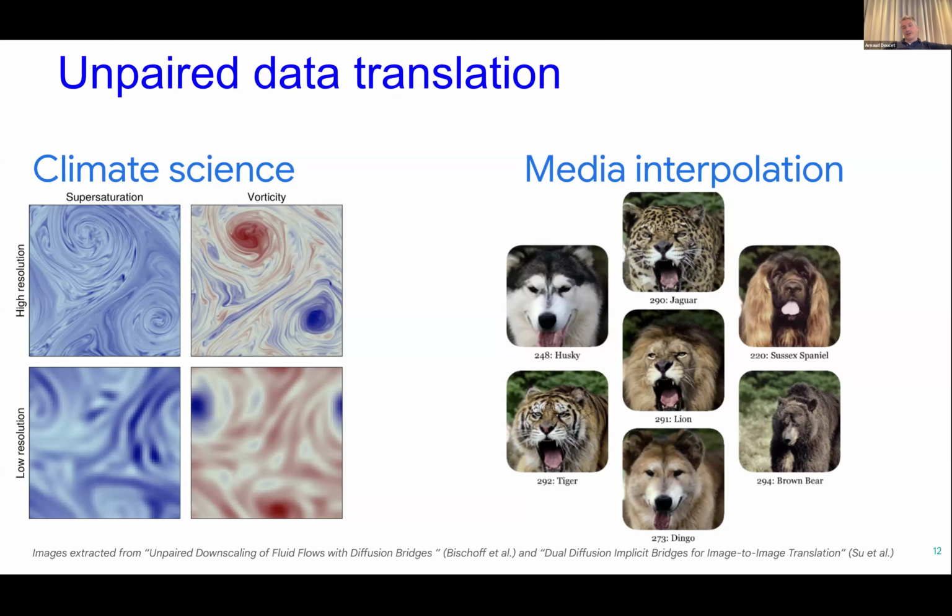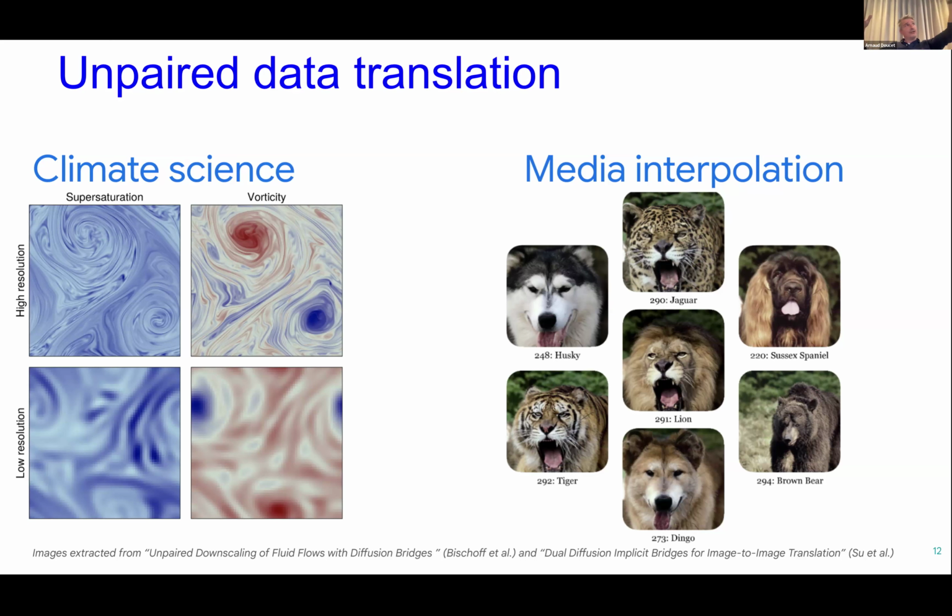So an application we will discuss later in the talk is an application to climate science, where people have access to low resolution simulations of some kind of geophysical fluid dynamics. I don't know exactly the details, and you also have access to high resolution simulations, but the data you have access to are not paired. And you don't know the mechanism that would take you from high resolution to low resolution either, because this is not something that just consists of subsampling. Okay, this is a much more complicated mechanism.